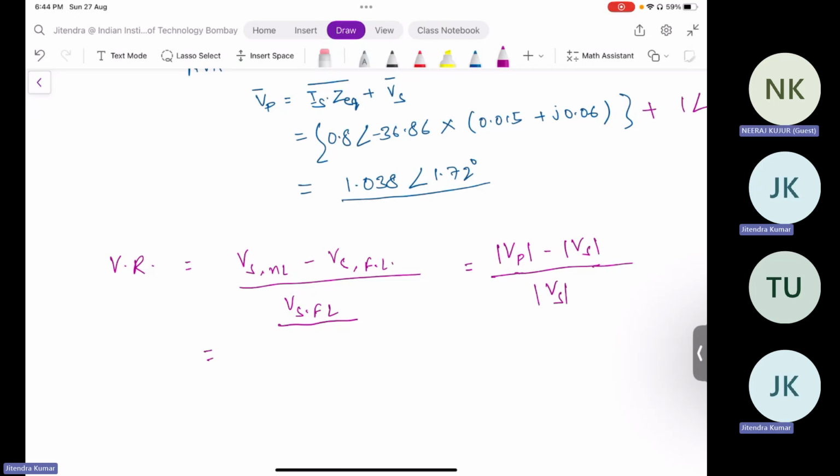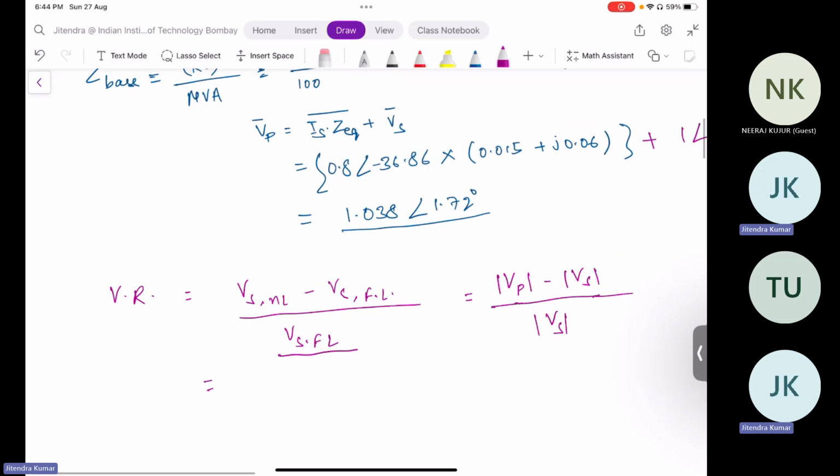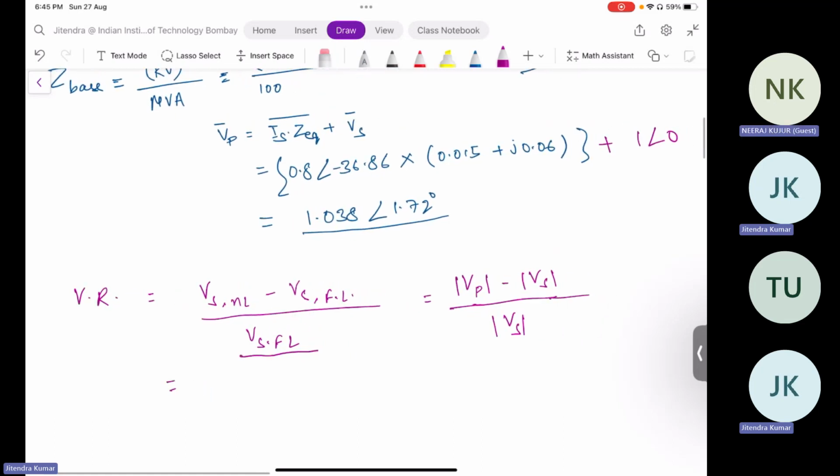Sir, while calculating IS into ZEQ, we get 0.0495 with an angle of 39.1. So we have to ignore the angle. We will only use the magnitude value 0.0495 in the numerator. Could you come again, please? The VP minus VS is equal to IS dot ZEQ. So you can only consider this value. You can ignore that angle and use this value.